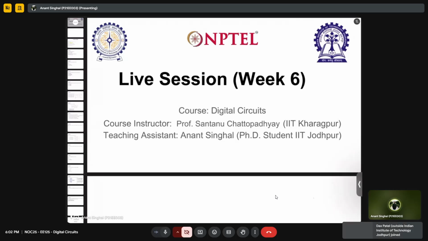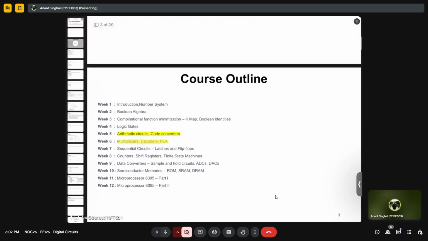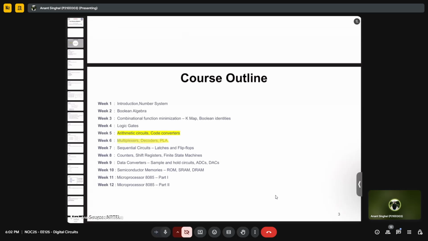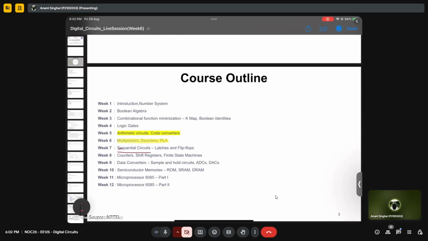Now we'll be moving towards some of the most important topics of this course, which are related to sequential circuits. If I go to the course outline, in the last week we covered some of the arithmetic circuits and also the multiplexers, decoders, etc. PLA is the only topic that was not covered last week. And in your week 6 assignments, there are problems related to sequential circuits, which are basically memory element circuits.